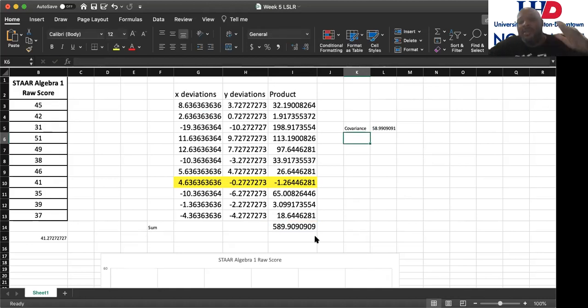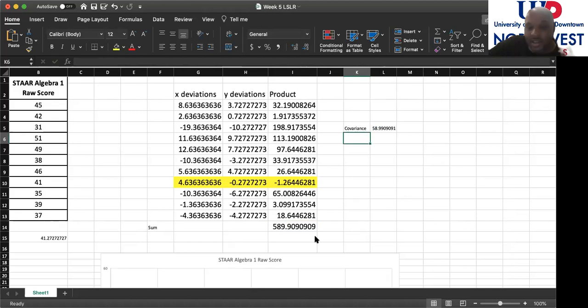And because that number is positive, that tells me the direction is also positive. That's what the covariance says. If the covariance is negative, that tells me the direction would be negative. If the covariance is 0, that tells me that there is zero correlation between the two, or zero direction. So you can't tell the direction, they're independent.